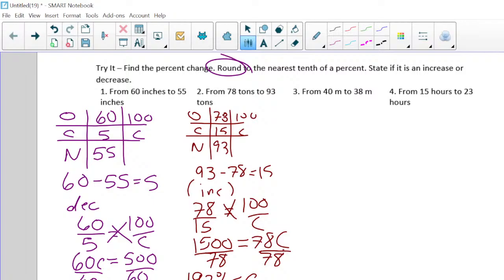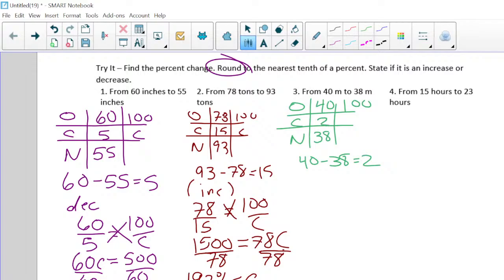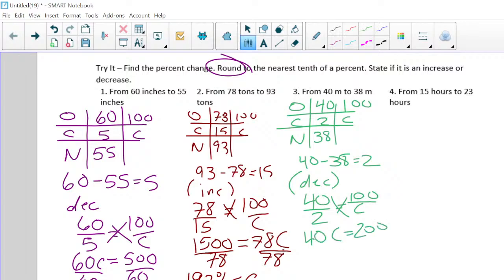Next one. Tic-tac-toe, OCN, 40 to 38. 100 goes up here. 40 minus 38 is 2. And so going from 40 to 38 is a decrease. And we're looking at 40 over 2 equals 100 over C, to which we cross multiply. We get 40C equals 200. We then divide both sides by 40, and C is 5%.